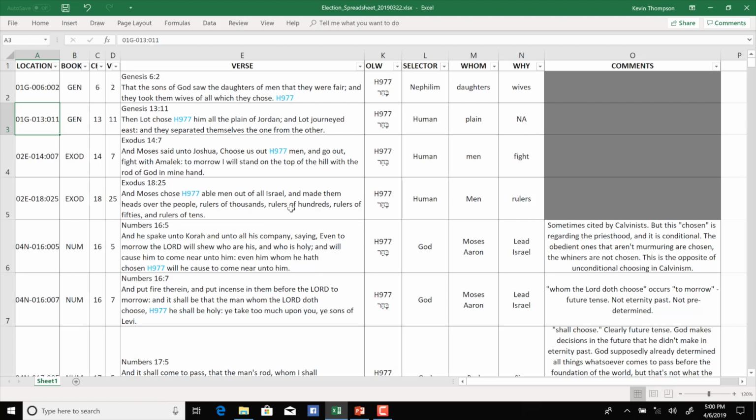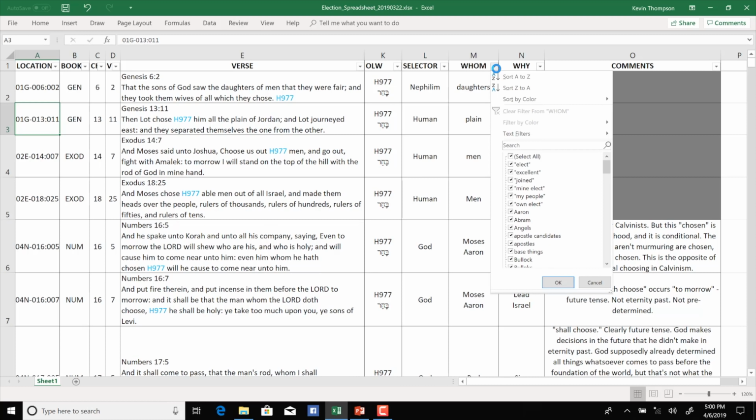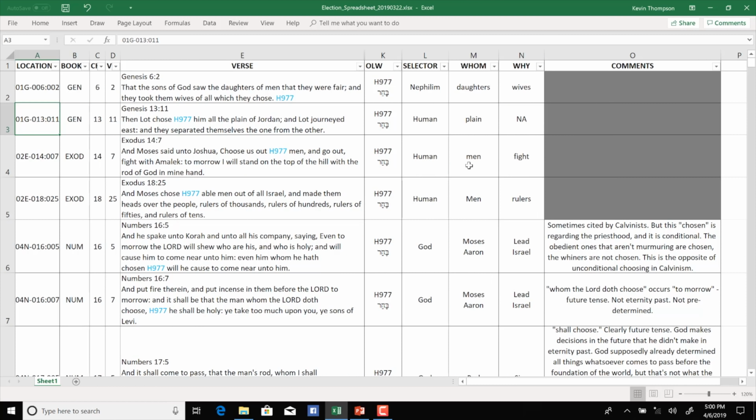All right, and then I can go over here to whom is being chosen, who is being chosen. And I can pick all those out. I can sort by those and I can see what they are. And maybe if it's not people being chosen, I can eliminate those as an option. And then I have over here why they are chosen. What I'm looking for there is something in the text that tells me why this selection was made. Sometimes this person's chosen to be king. Sometimes they're chosen to be a servant. Sometimes they're chosen to do something else. Sometimes it's implied and not specified.